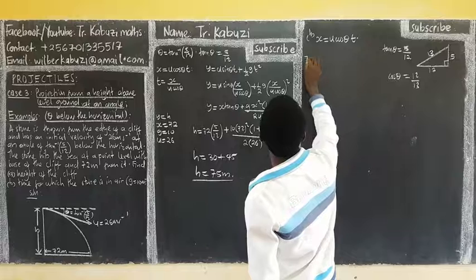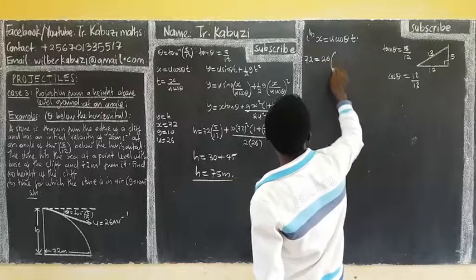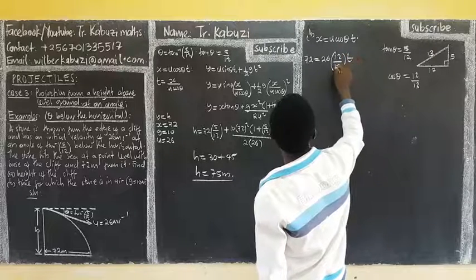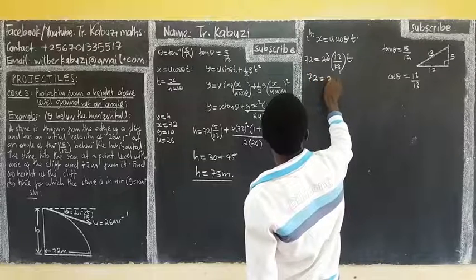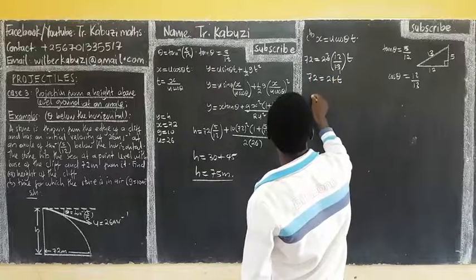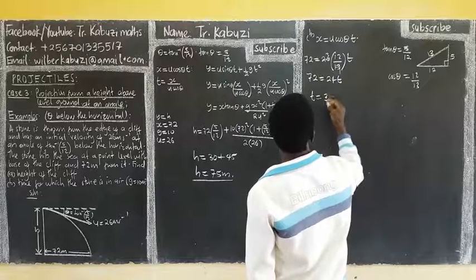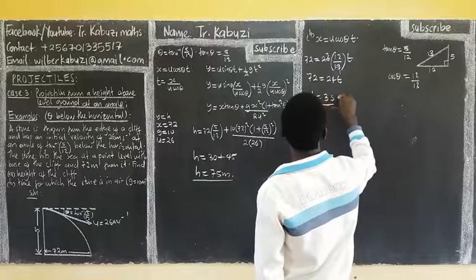So from here, I have 72 equals 26 into 12 over 13 times t. So I have 72 equals 24 t, and so my t will be 3 seconds. And that would be our answer.